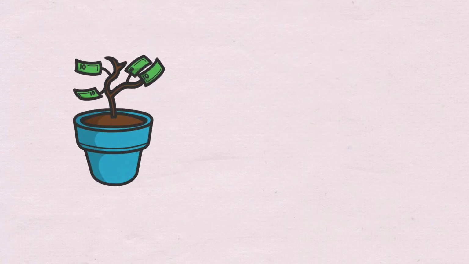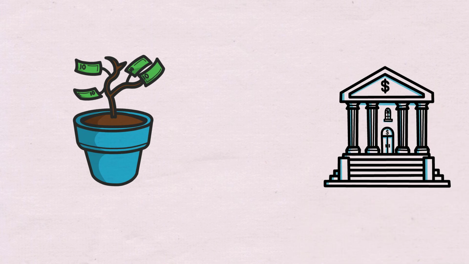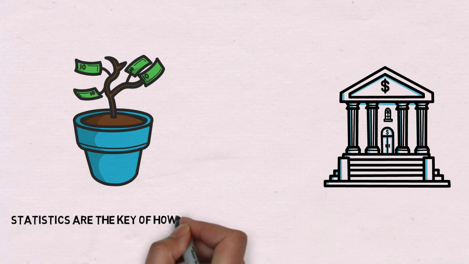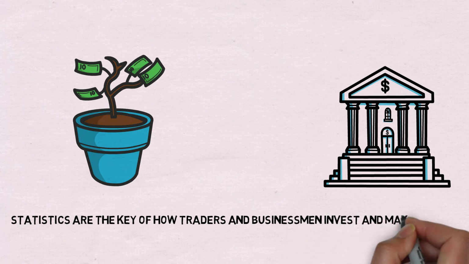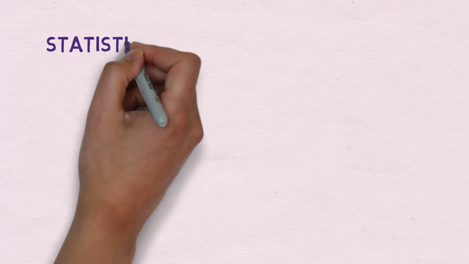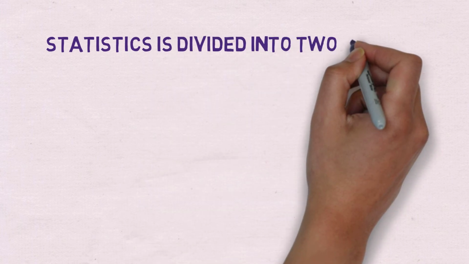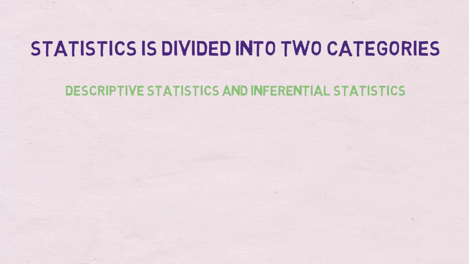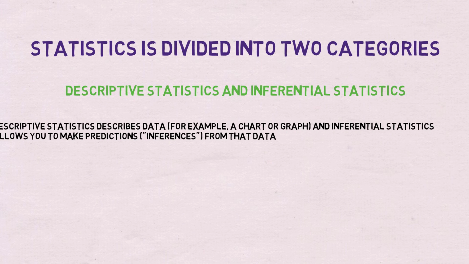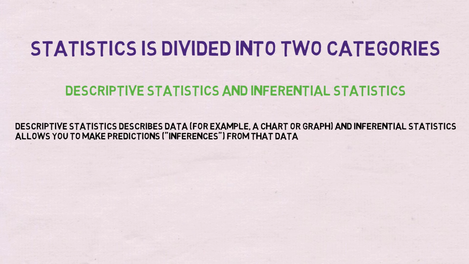And even statistics is the key for businessmen and investors, where they usually compare the data of the stock trend. Statistics is divided into two categories: descriptive statistics and inferential statistics. Descriptive statistics describes the data in the form of charts, graphs, etc. And inferential statistics allows you to make predictions from the data.